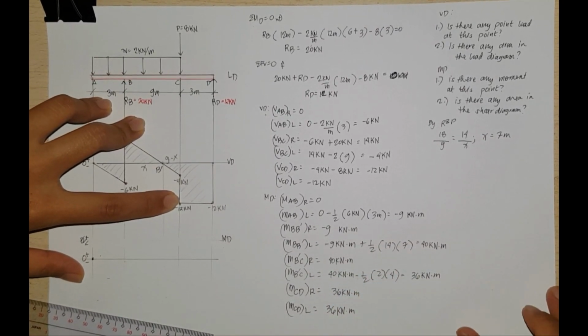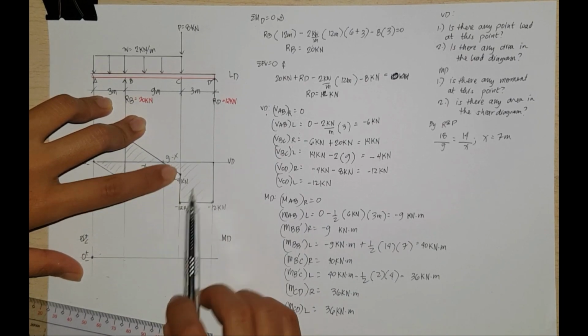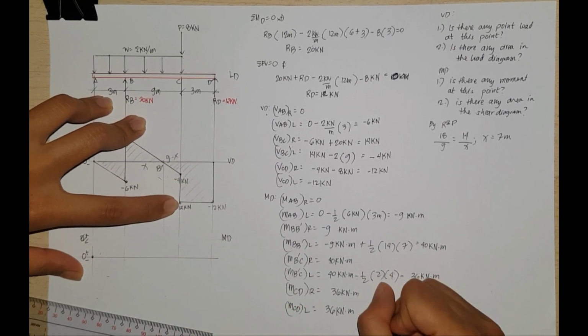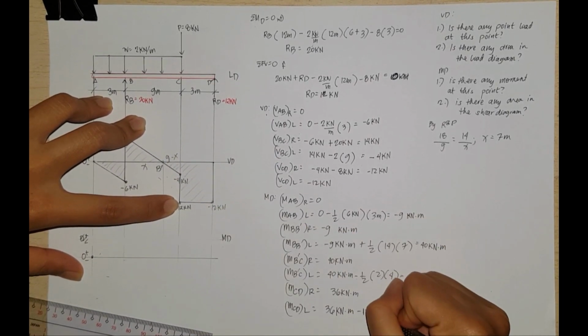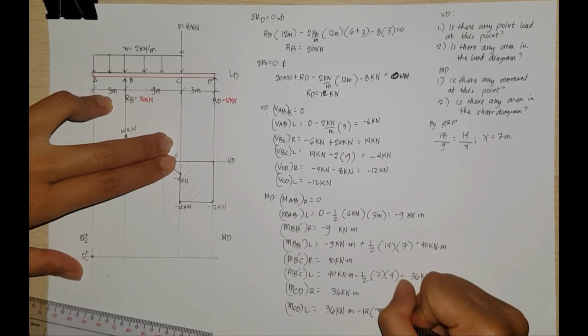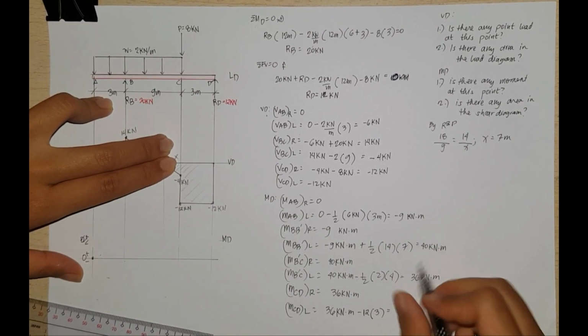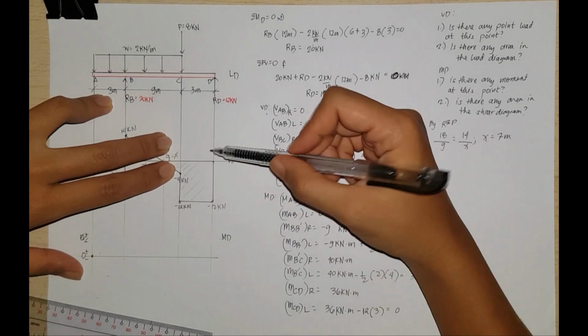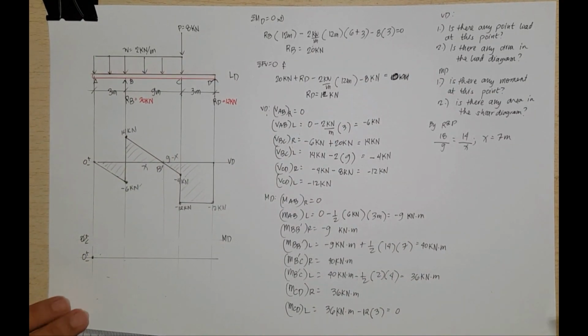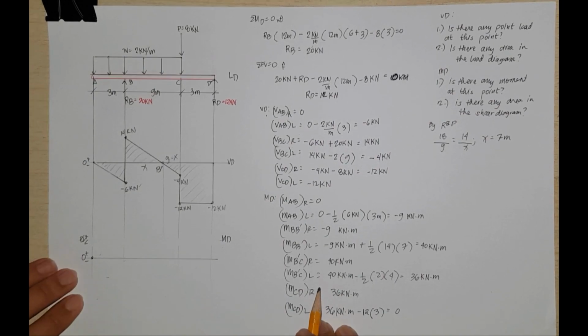And then, let us proceed at the left portion ng CD, which is 36 kilonewton meter. Is there any area in the shear diagram? So, we have. This is the area in the shear diagram. So, magiging minus 12 multiplied by 3. So, it is equal to 0. So, na-close na ang ating moment diagram.